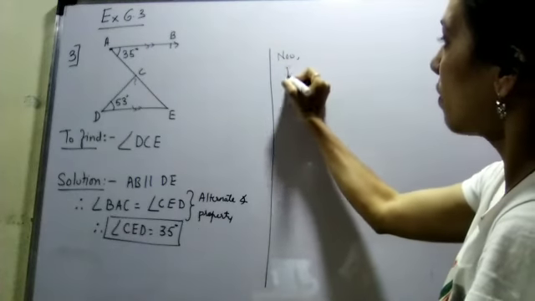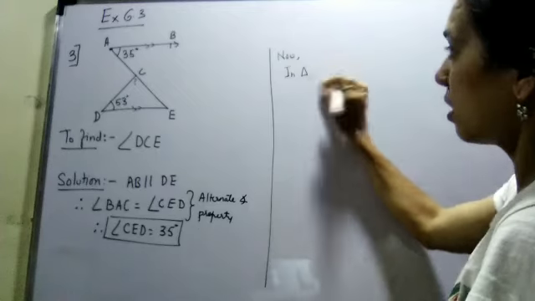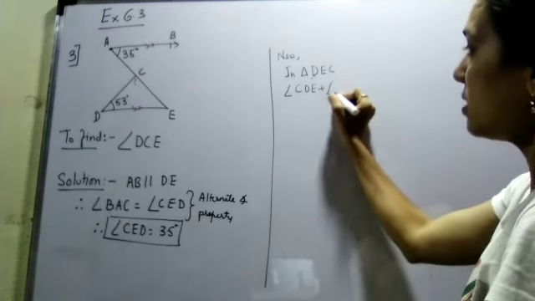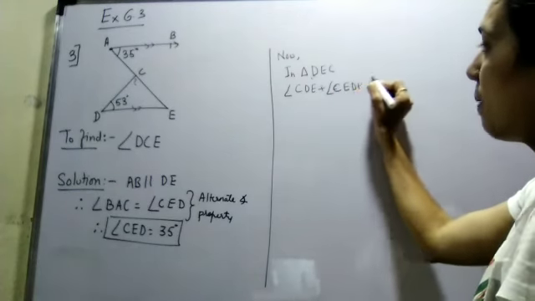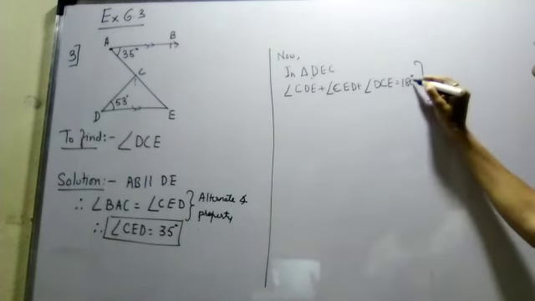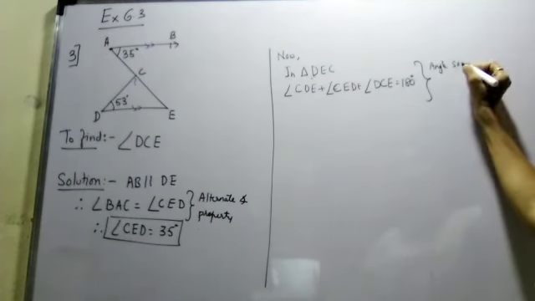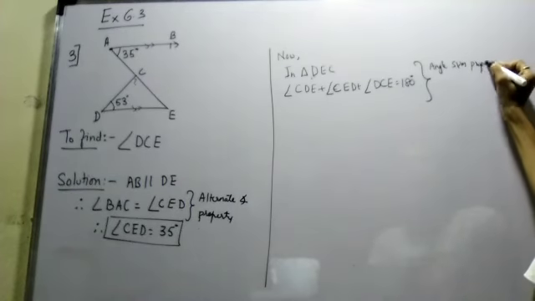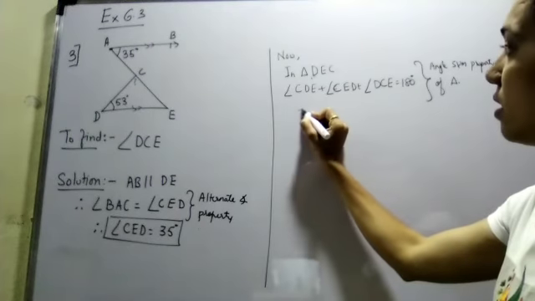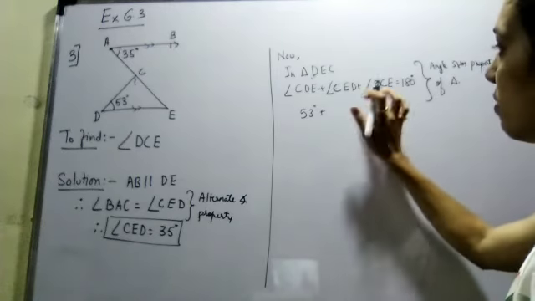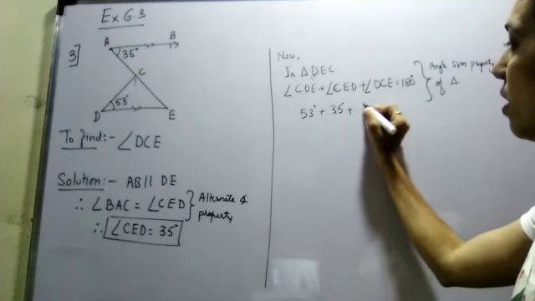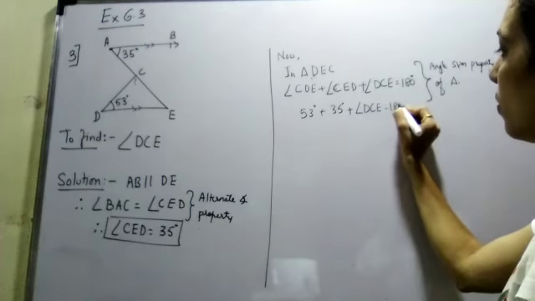Now, in triangle DEC, angle CDE plus angle CED plus angle DCE is equal to 180. Reason? Angle sum property of triangle. CDE, this is 53 degrees. Then plus sign. CED, just now you have calculated it is 35, and DCE is equal to 180.